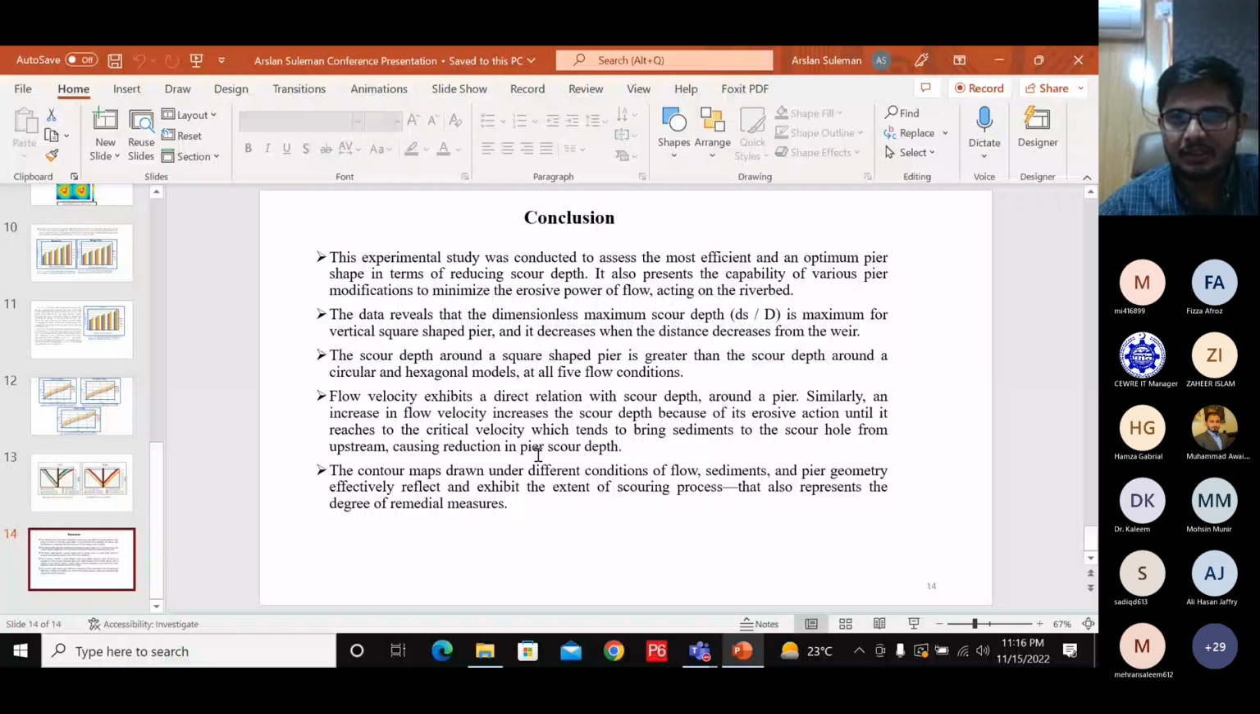The contour maps drawn under different conditions of flow, sediments, and pier geometry effectively reflect and exhibit the extent of the scouring process. That also represents the degree of remedial measures. And that's all for today. That's the end of my presentation.